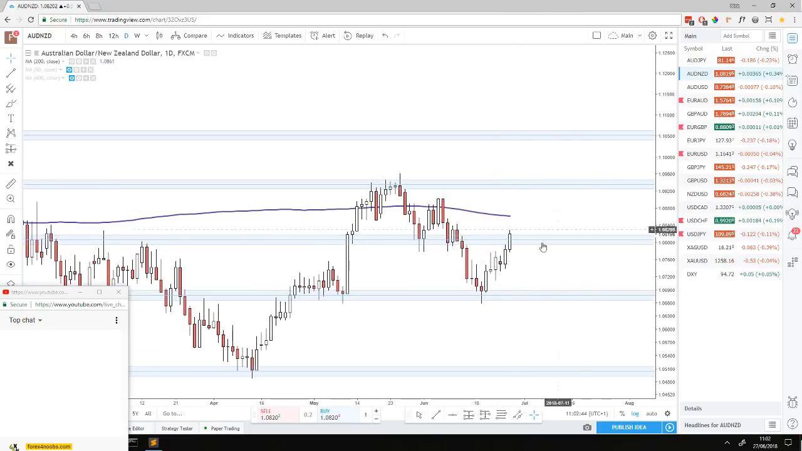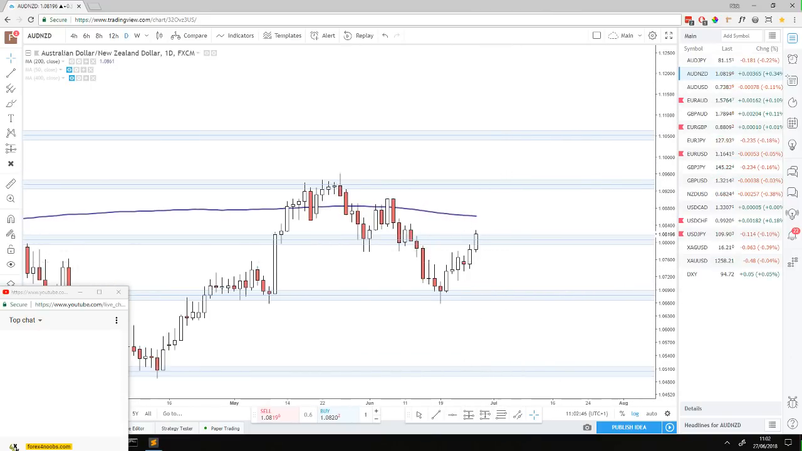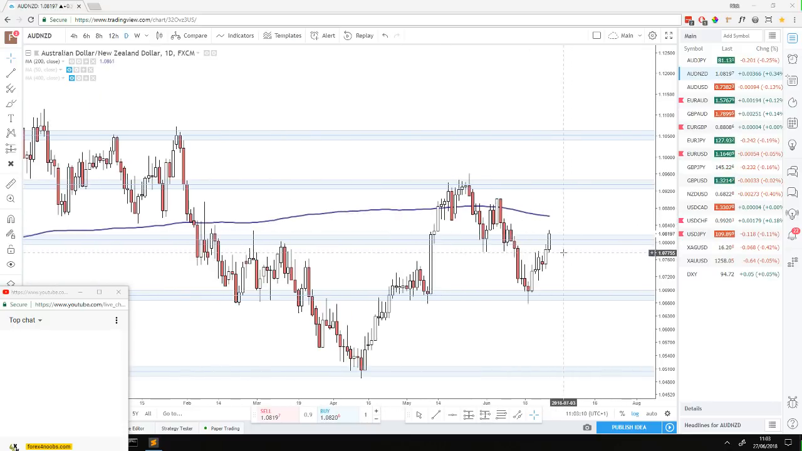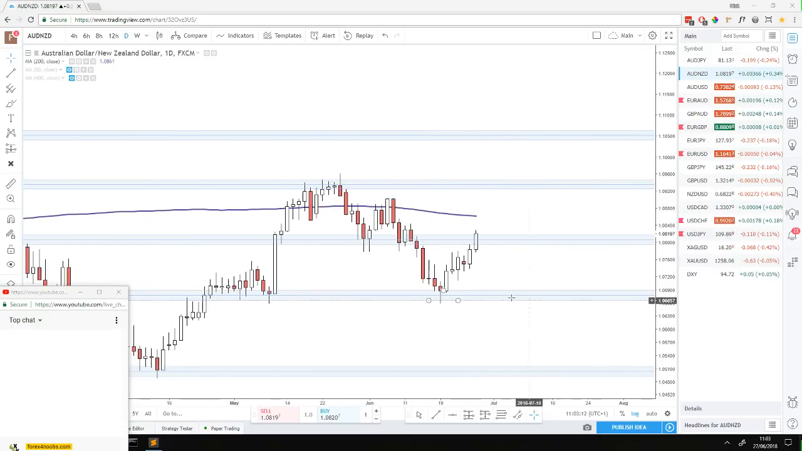What it's doing right now is pushing up to this resistance area. It's got the 200 moving average on top of it. But to be honest, on cross pairs, and these are lesser cross pairs also, the 200 is not really that important. It's not that good. So I'm not thinking too much about the 200 and its effects. I'm mostly just looking at this resistance area.